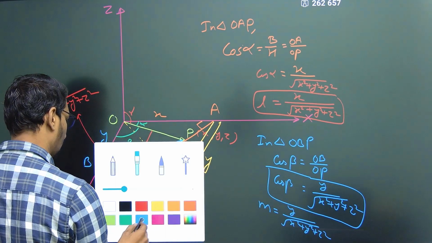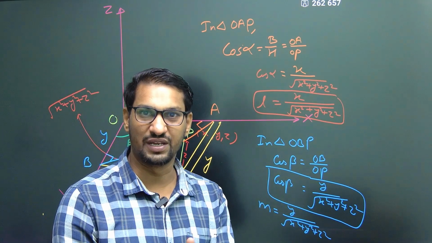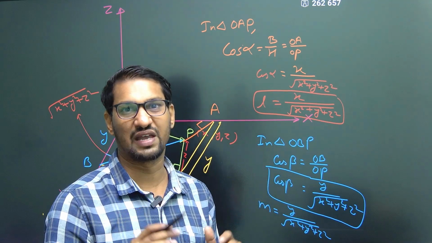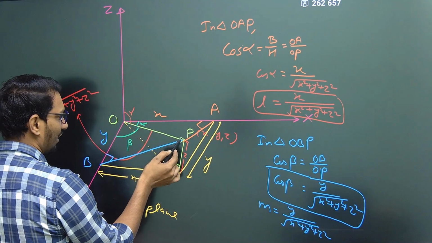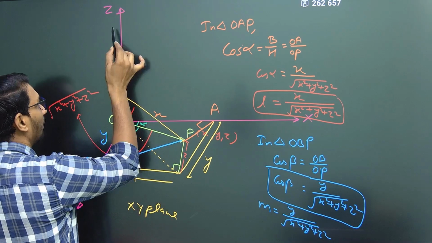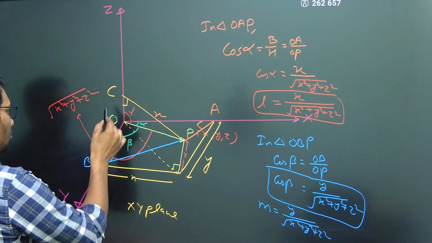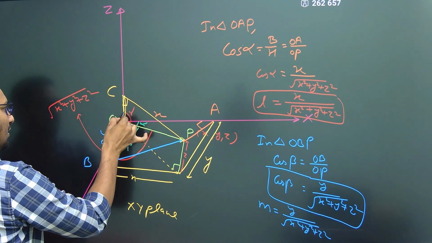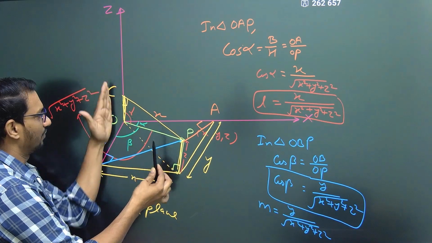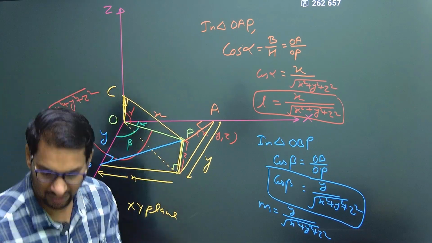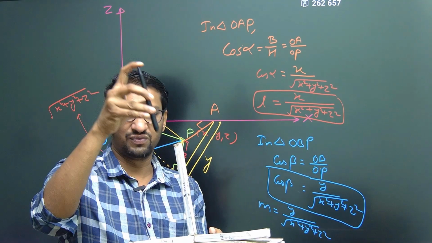To find out cos gamma, we have to draw a perpendicular from point P on the z axis, so that we can get a right angle triangle. To get a right angle triangle, draw a perpendicular from P on the z axis like this. Suppose this is point C. So this OC is equal to this z. Clearly, this is the Z axis and this is the height.